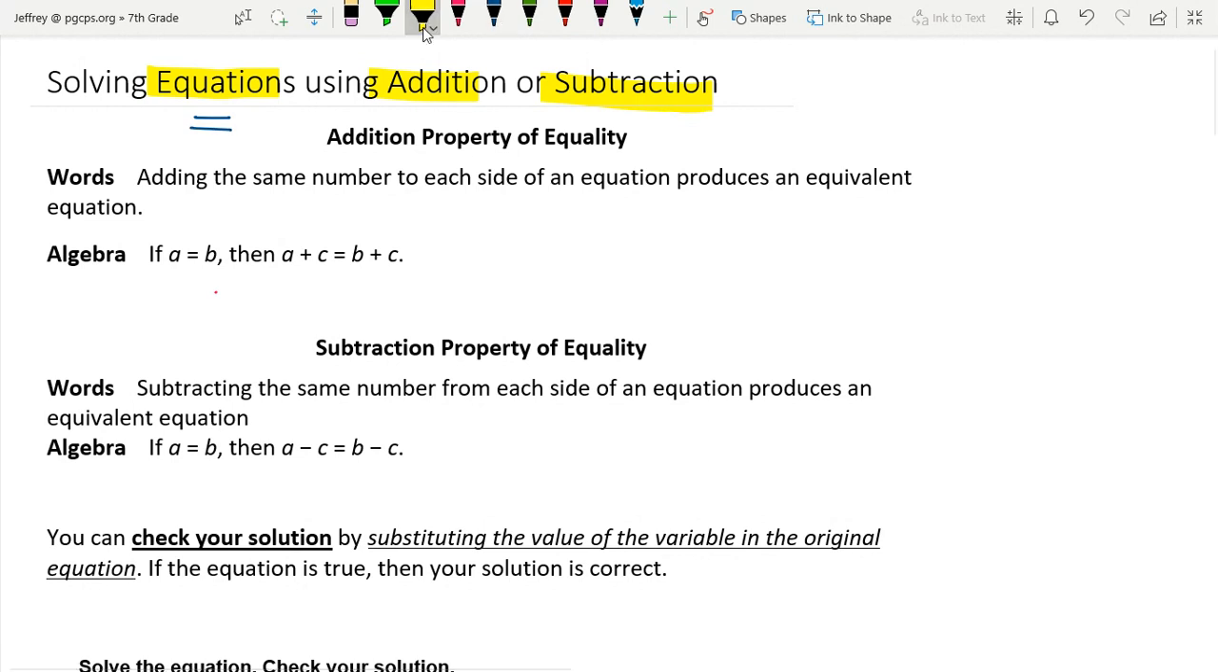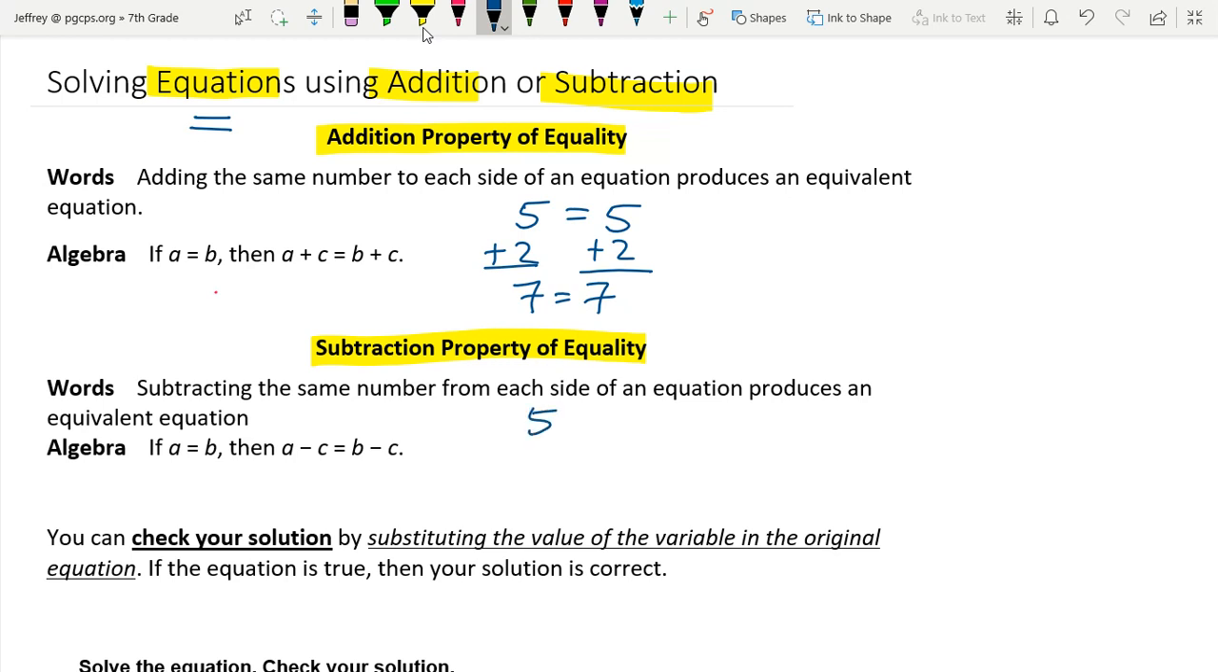Now, remember, when solving equations, we need to apply these two properties of equality: the addition property of equality and the subtraction property of equality. What does that mean? In simple terms, it means that whatever you do on one side of the equation, you do on the other. It means if you have 5 is equal to 5, if you add 2 on one side of the equation, that means you need to add the same number on the other side to keep the equation equal. Now, the same goes for subtraction.